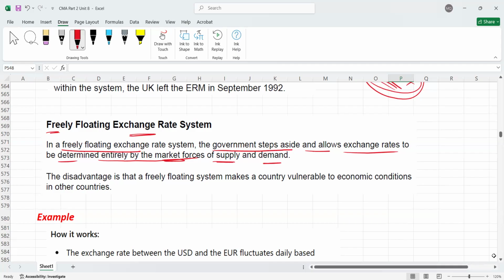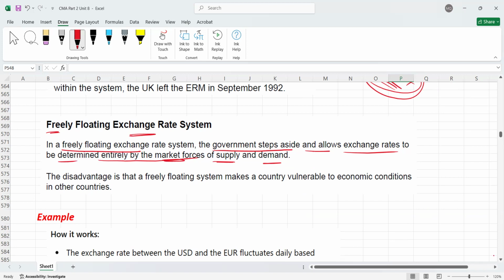So if you are receiving dollar, obviously you need to sell dollars, maybe then dollar supply can be created. So due to demand and supply, exchange rates will move. Here government will not intervene, so government will simply step aside and allow the demand and supply to set the exchange rate. So this is what is called freely floating exchange rate system.